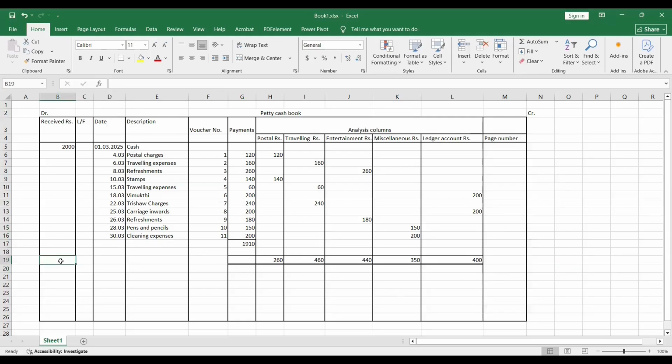When balancing this account, we write 2000 here and here. Now we can take the balance, 90. 31st of March, balance carried down 90 rupees. 1st of April, balance brought forward 90 rupees. Next, reimbursement of the petty cash imprest. Here we don't receive 2000. We receive 1910. Here we receive the amount that we spent on the petty expenses.